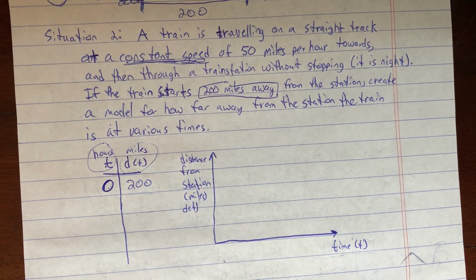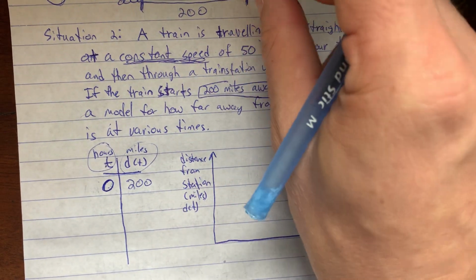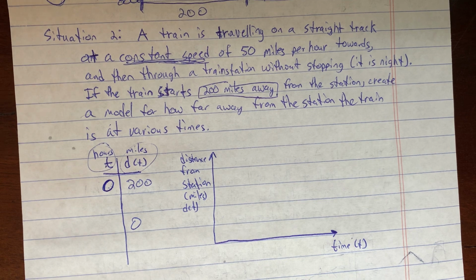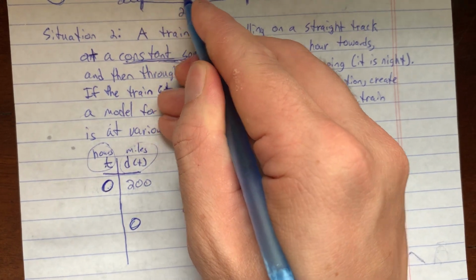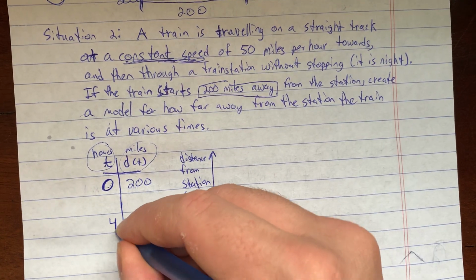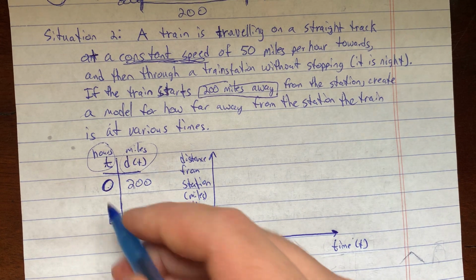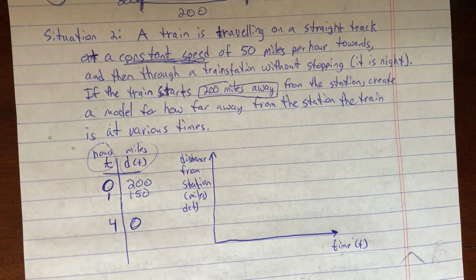Okay, the question is, the lowest distance it will reach is 0 miles away from the train station. When will that happen? Well, it's traveling 50 miles per hour. So it goes 50, 100, 150, 200. It will take 4 hours for the train to reach the train station. And what's happening in between there is each hour, the train is getting closer to the train station.